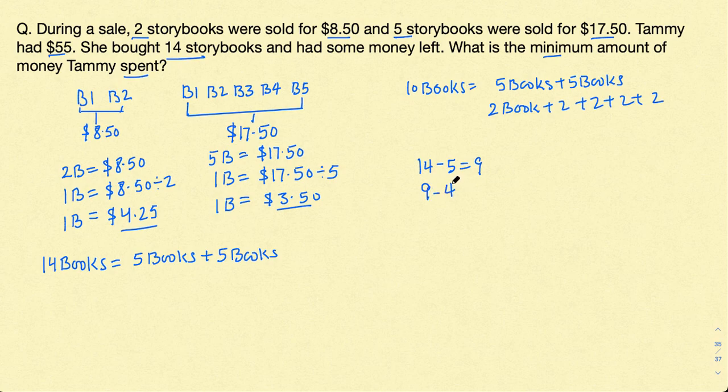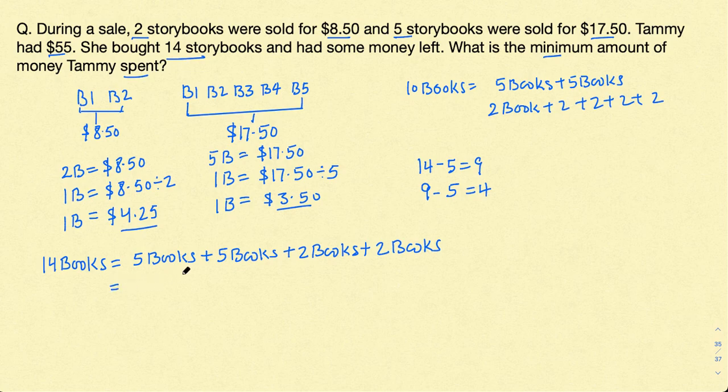So how many more can she buy? 9 minus 5. Earlier she was still left with 9, so if you subtract 5 from 9, now she can only buy 4 books. Can she buy another 5 books? No, because 4 is less than 5. So she doesn't have any other option but to buy in bundles of 2. So 4 books she can buy in 2 sets of 2 books. You can count it: 5 plus 5 plus 2 plus 2 will be 14.